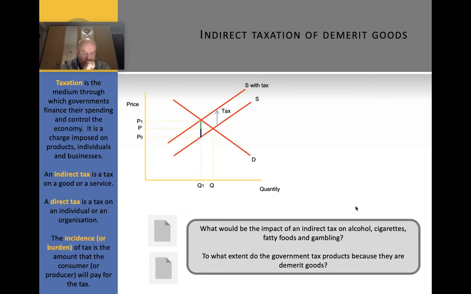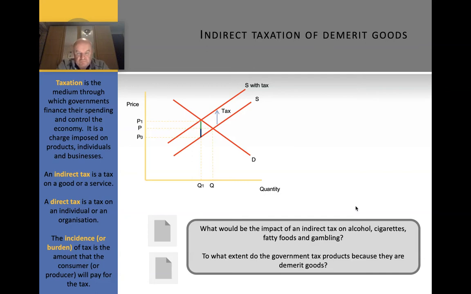So an indirect tax is basically a tax on a good or a service, whereas a direct tax is a tax on an individual or an organization. We've looked at some of these previously, but in this case, where you're being discouraged from buying demerit goods, the incidence of the burden of tax is the amount of that tax paid by the consumer or the producer, who have to pay that burden effectively. We'll look at that in a little more detail when we come to present this information in a graphical format.